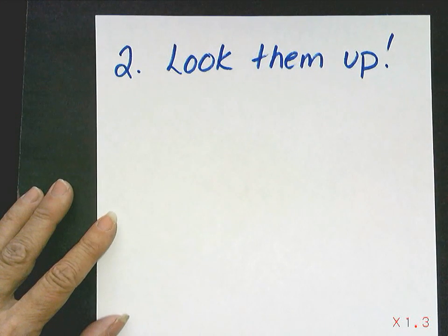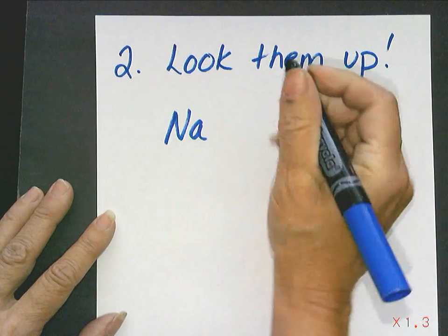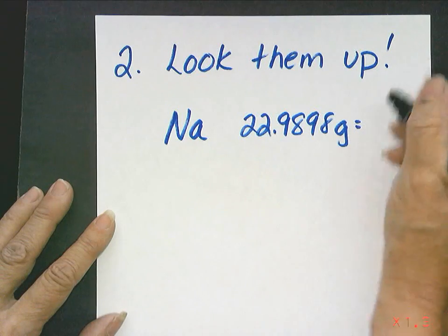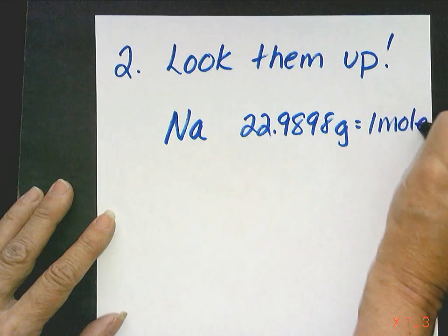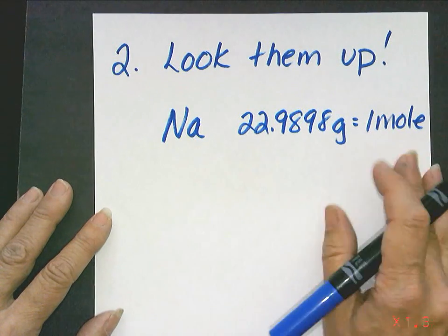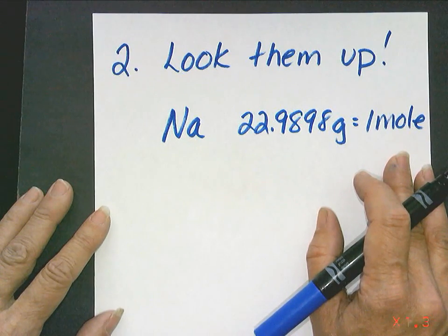So you can go on the internet, you can look on a periodic table. We're going to be using the periodic table a lot this year to use different equivalencies. For instance, you will learn that sodium has 22.9898 grams, which equals 1 mole. Now you might not know what a mole is now, but you will later in the year. And where would I find this number? I would look it up on the periodic table. So that's another place to find information, on the periodic table or the internet.